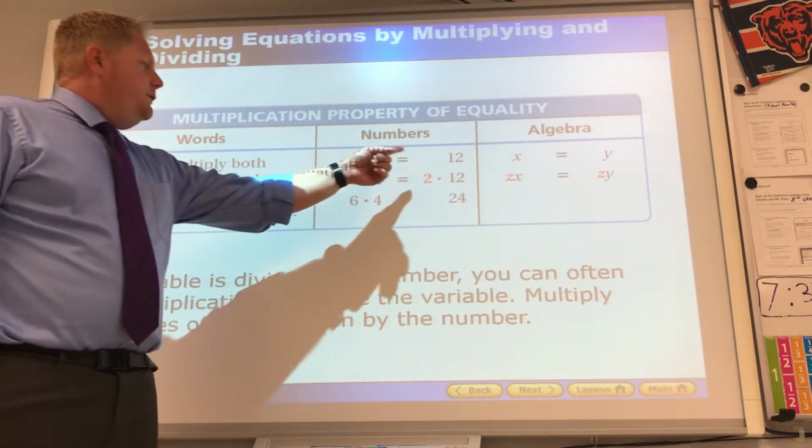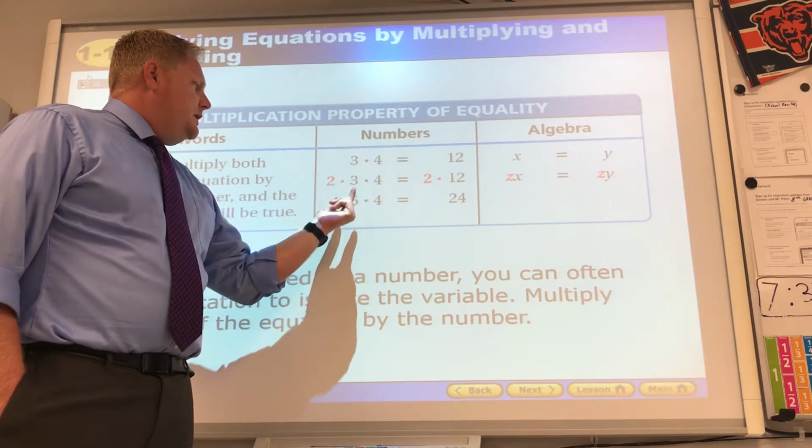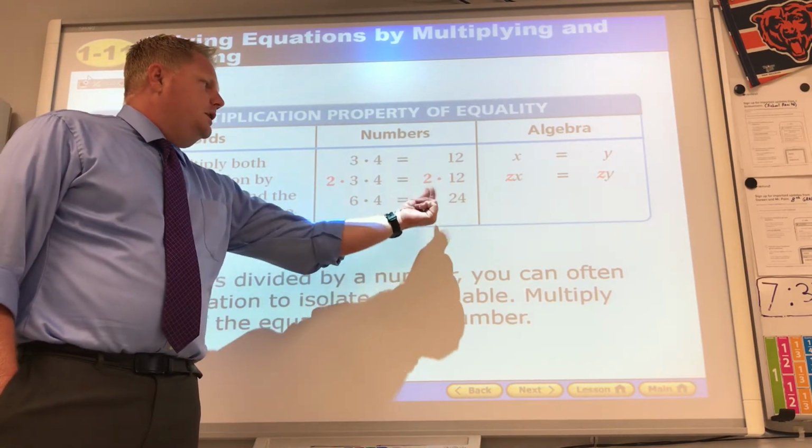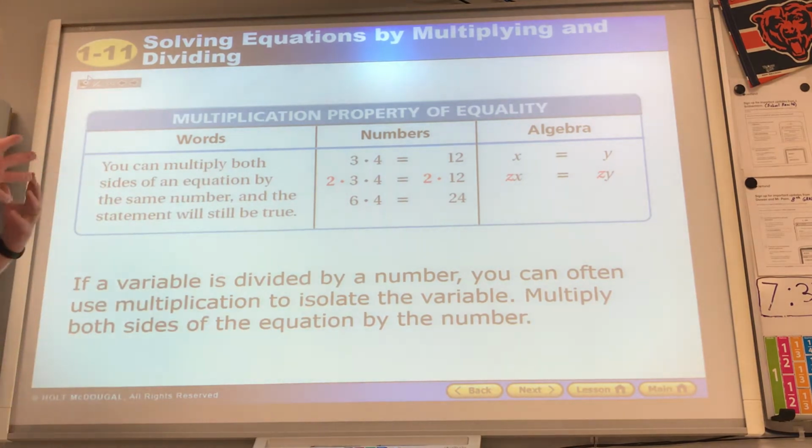So, 3 times 4 is 12. Well, if we do this, 2 times 3 times 4, that's 24. 2 times 12 is 24. That shows you that that does work.